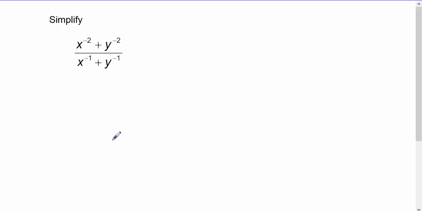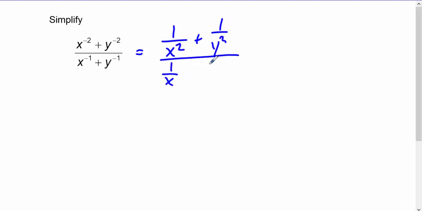This problem always confuses people because what they typically want to do is take and move the x squared down and the x up, y squared down, y up. But the problem is that's not a single multiplication and division. You've got this addition which makes these things inseparable. So this is really equivalent to 1 over x squared and 1 over y squared over 1 over x and 1 over y.